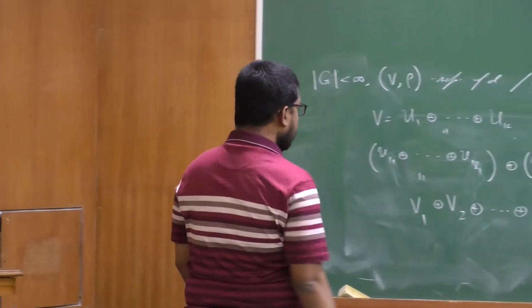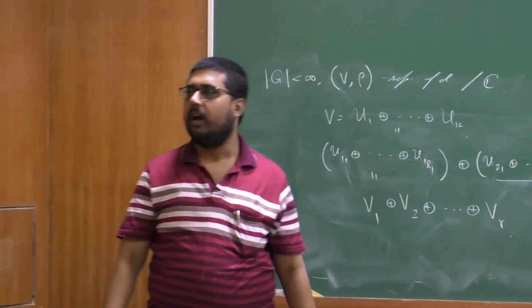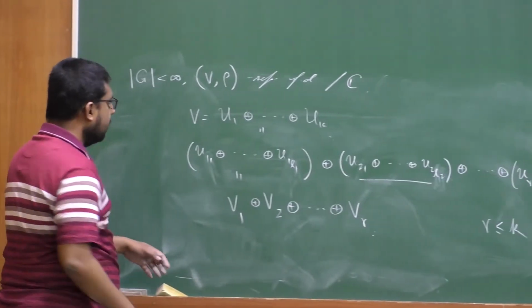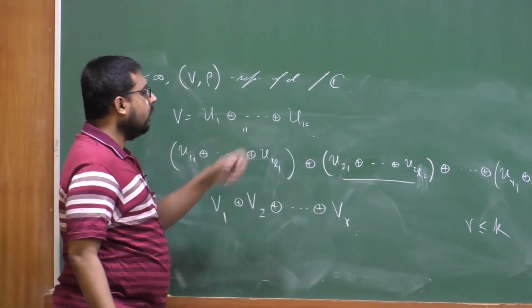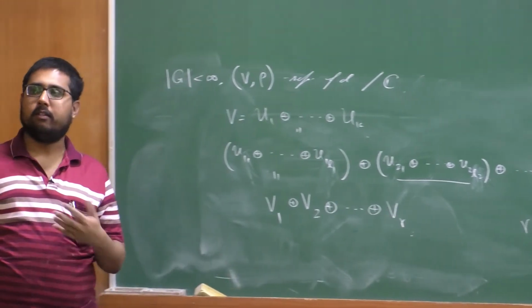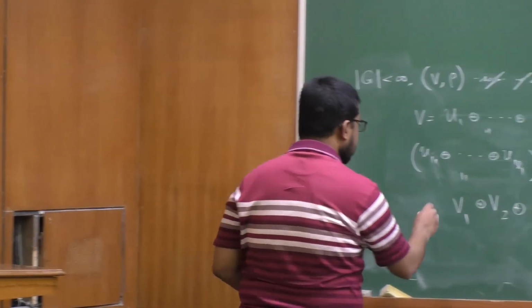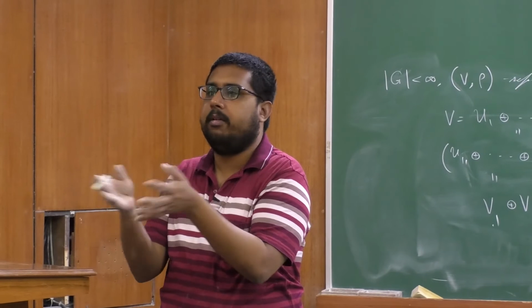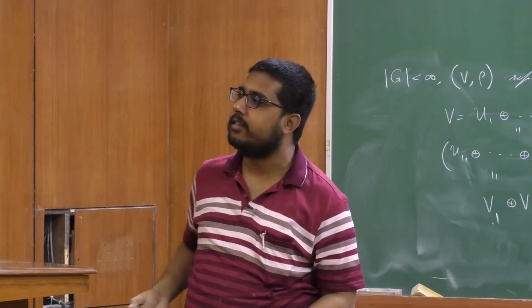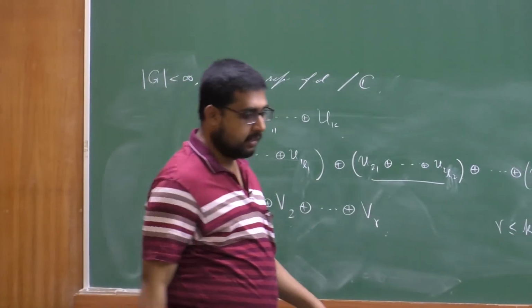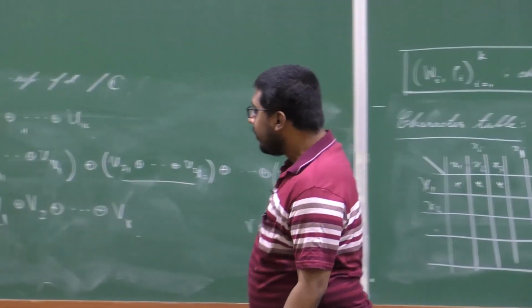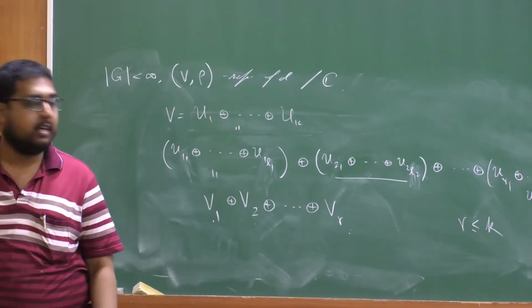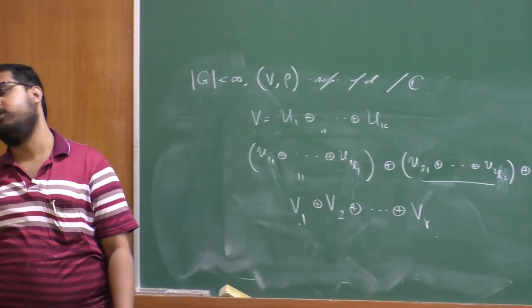So therefore once I ask different people to do this job, since the UIs are different, it is likely that the VIs, the VJs, are also going to be different, because the VIJs are made of these UIJs. But actually this is not the case. We will show that whichever decomposition you start with of the given representation V, the VIs that we are going to get are going to be the same.